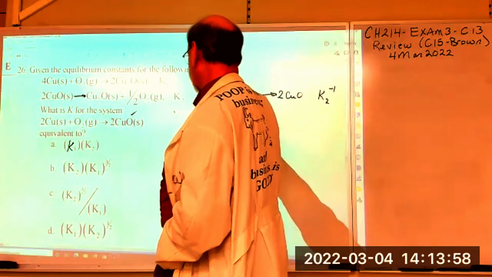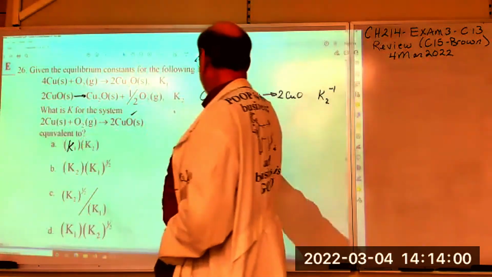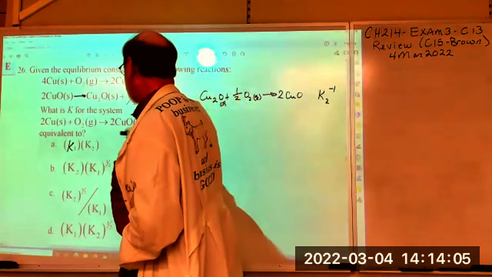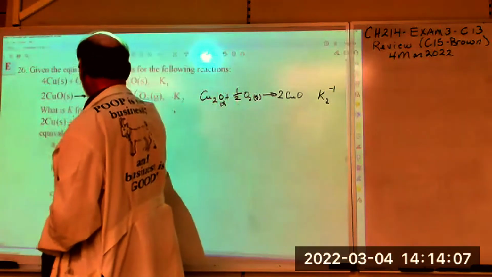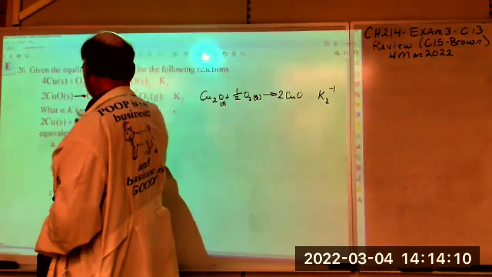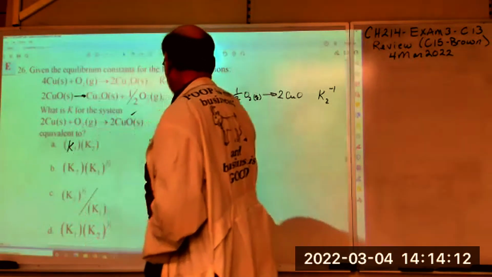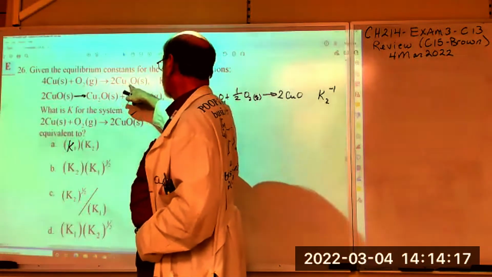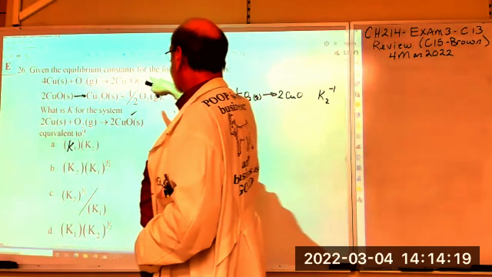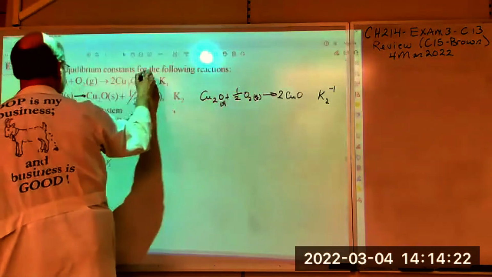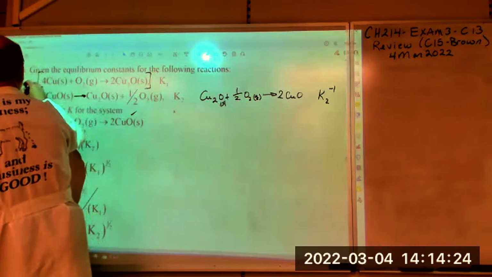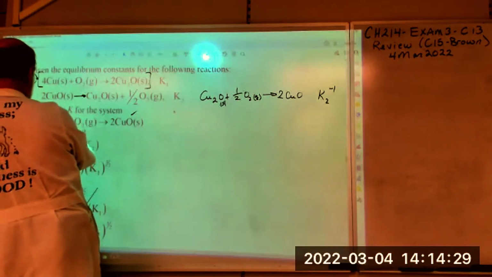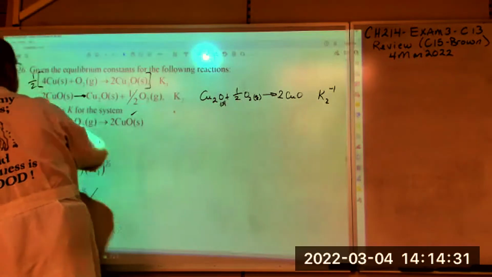We've got half of our oxygen here, and this one's going to have to cancel out somehow. So we need more copper on this side. We need a half an oxygen here. And we need a half a copper(I) oxide here. So if we take this one and divide it by 2, like that.